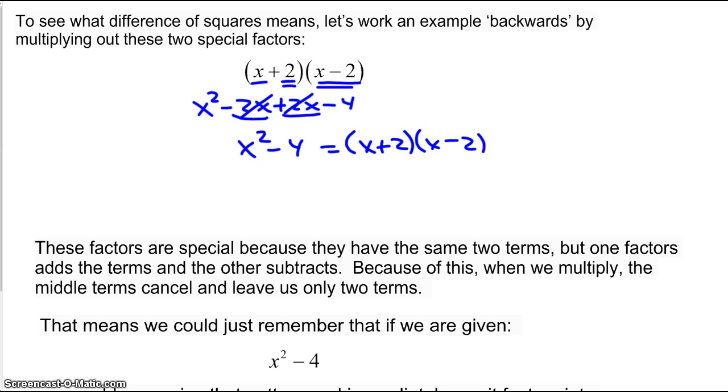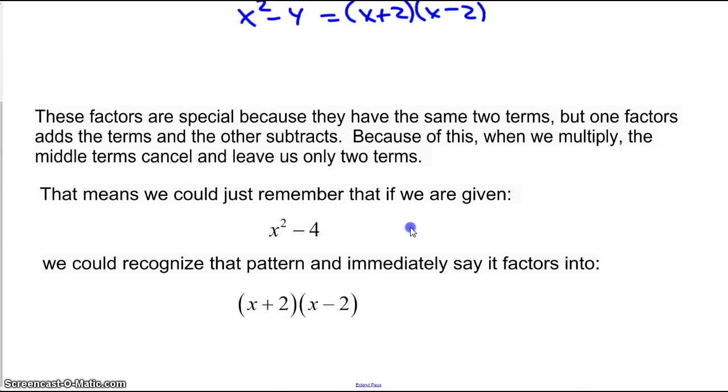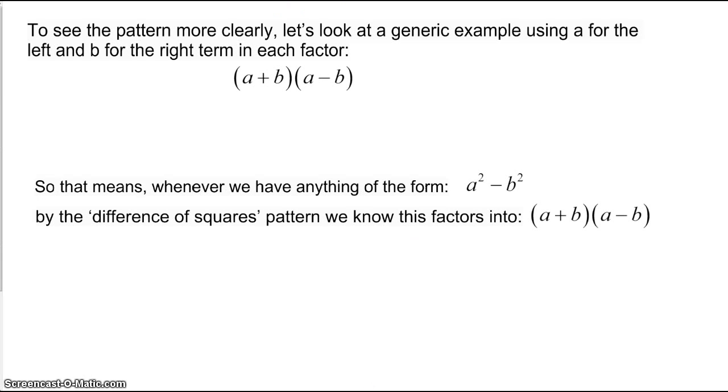Okay? They're kind of special factors because they're symmetrical, because the left thing was x and the right thing was 2. And that means that if we could just remember that whenever we have x squared minus 4, we know automatically, by the pattern that we've memorized, it becomes an x plus 2 times an x minus 2. So we're going to do that, except that we're not only going to use this pattern for x squared and 4, we're going to use it for things in general.